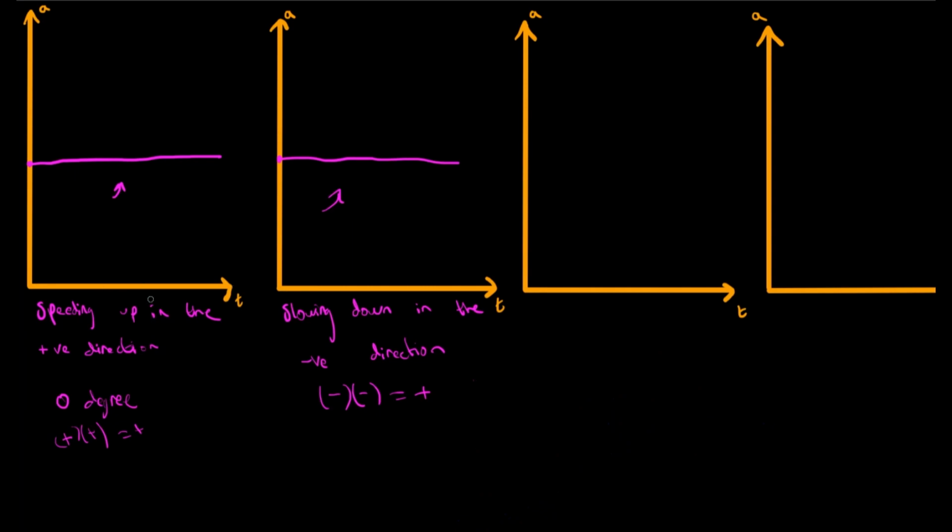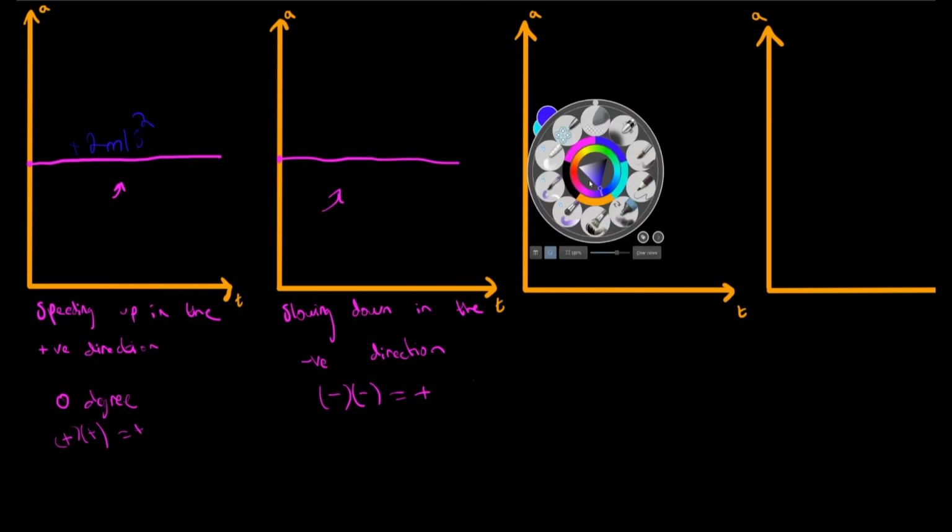And for the speeding up in the positive direction, it's pretty simple. You're just speeding up in the positive direction. So like if this was +2, then you'd continue going +2 meters per second squared and continue to go +2 meters per second squared over the constant acceleration.